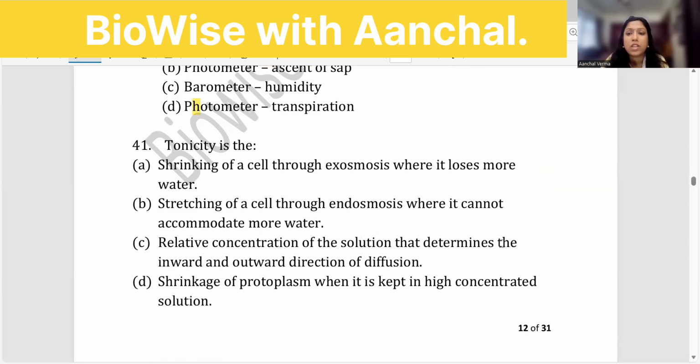Moving to the next, what is tonicity? Tonicity is the relative concentration of a solution. When the cell shrinks through osmosis as it loses more water, it is flaccidity. Stretching of the cell through osmosis where it can accommodate more water is called turgidity. The relative concentration of the solution that determines the inward and outward direction of diffusion is the tonicity.